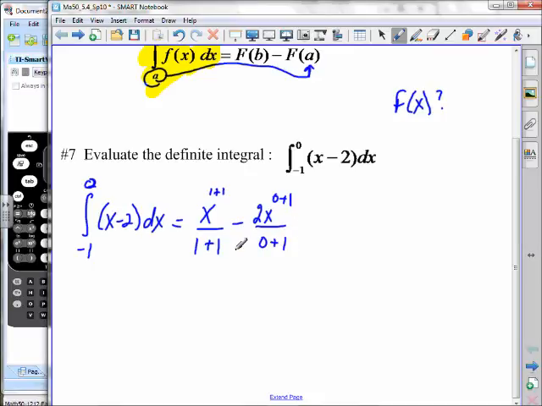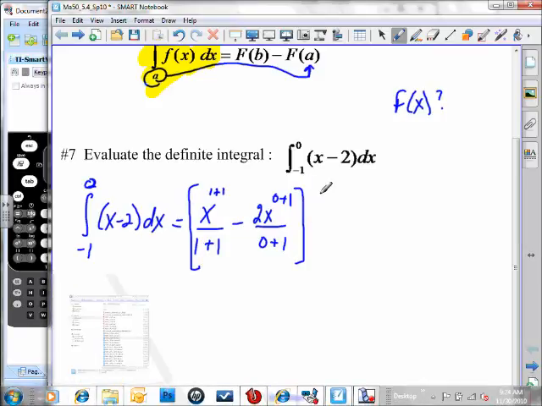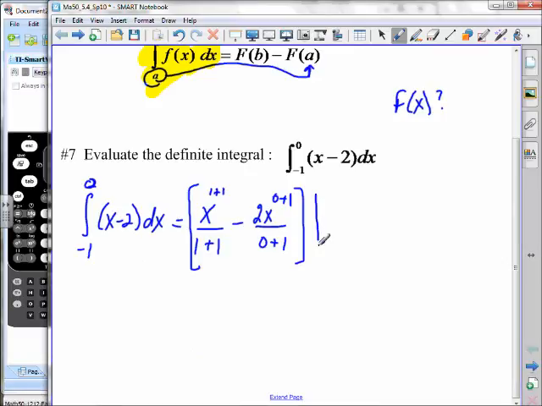Now, here's what we need to do. I'm going to ask you always to put that inside brackets. And then what we do is we use a vertical line to say that we're going to integrate from negative 1 to 0. Okay?